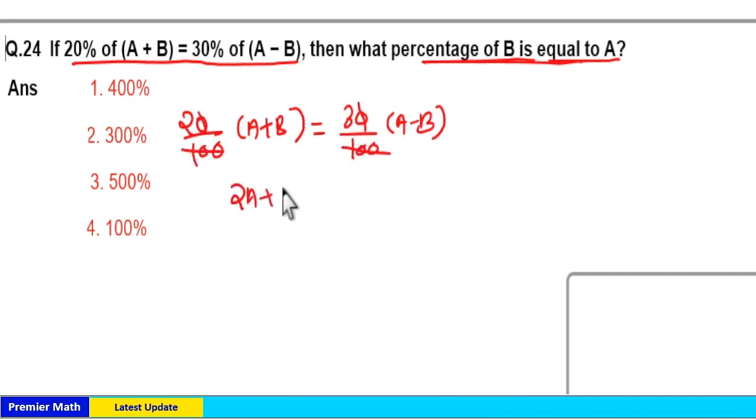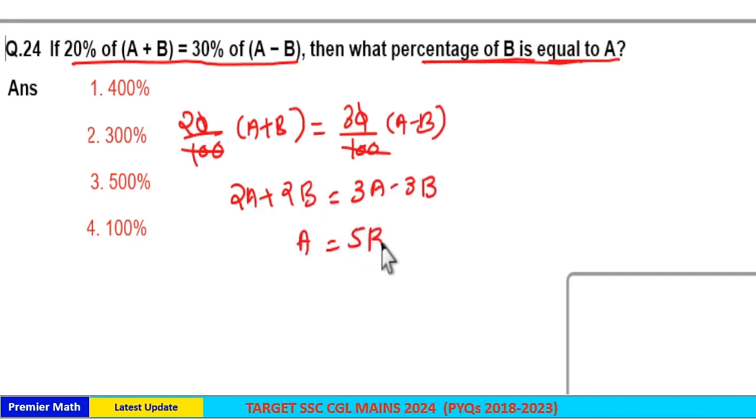Percentage cancel, 0 cancel. 2A plus 2B is equal to 3A minus 3B. From this, 3A minus 2A is A, 2B plus 3B is 5B. So A is equal to 5 times B, which means A is 500% of B. A is 500% of B. Option 3 is your answer.